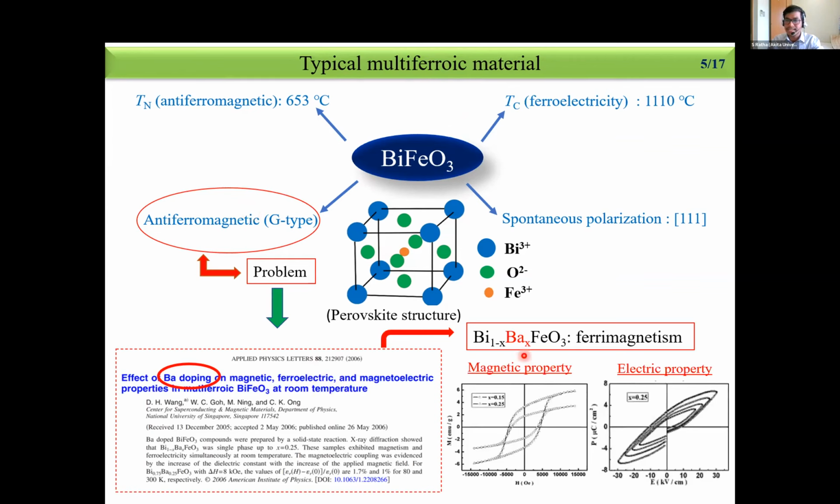In this paper, you can see they substituted barium in A side, and they enhanced the magnetic property as well as electric property. And you can see the hysteresis loops are the signatures of the enhancement in magnetic property and electric property. That means we found one thing here: upon substituting few elements in the A side as well as B side, we are able to enhance the magnetic property.